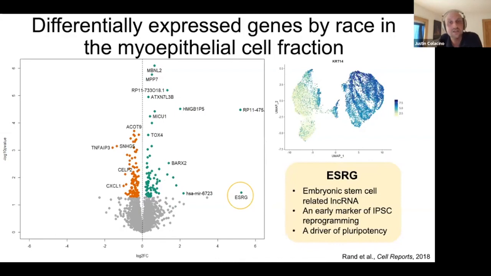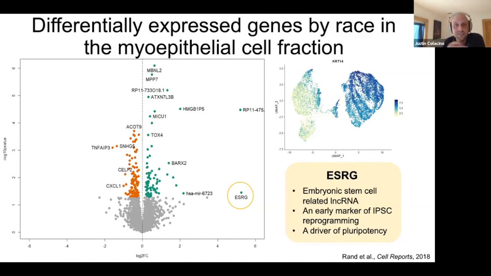We can do a similar analysis in the myoepithelial cell fraction, those keratin 14 expressing cells. And so here we saw an interesting long non-coding RNA pop up, ESRG, this embryonic stem cell related long non-coding RNA. We know it's an early marker of induced pluripotency and really important for induced pluripotent programming.